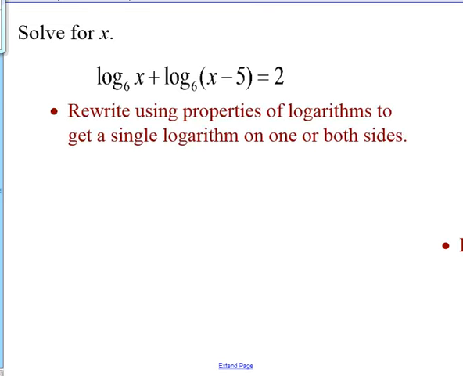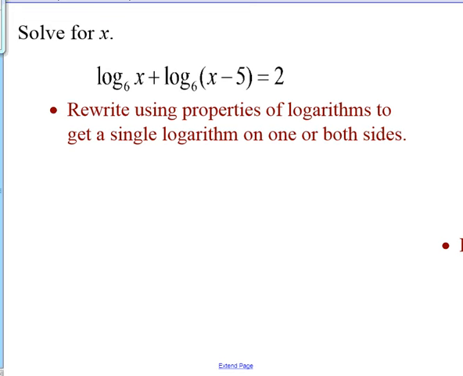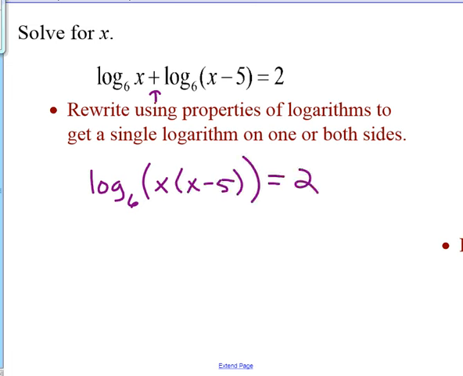I rewrite using properties of logs. I want a single log. I have 2 logs. Don't want 2 logs. I can't undo 2 separate logs. I can go exponential when I have 1 log. So this side right here becomes log base 6 of, the adding in the middle tells me that I multiply my arguments. So I have turned 2 logs into 1 log using laws of logs or properties of logs.